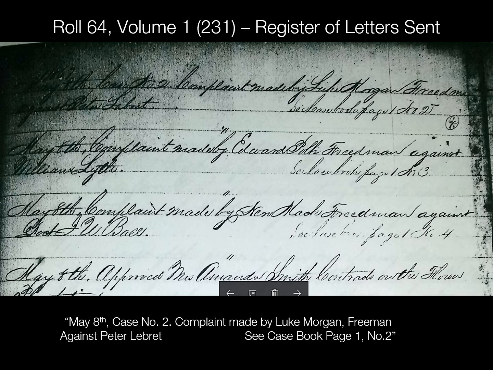When I turn the page, I see another entry for Luke Morgan, George's brother. It says May 8th, case number 2, complaint made by Luke Morgan, freedman, against Peter Lebret, see casebook, page 1, number 2. So clearly the two brothers have now formally complained against the planter who they have a labor contract with.